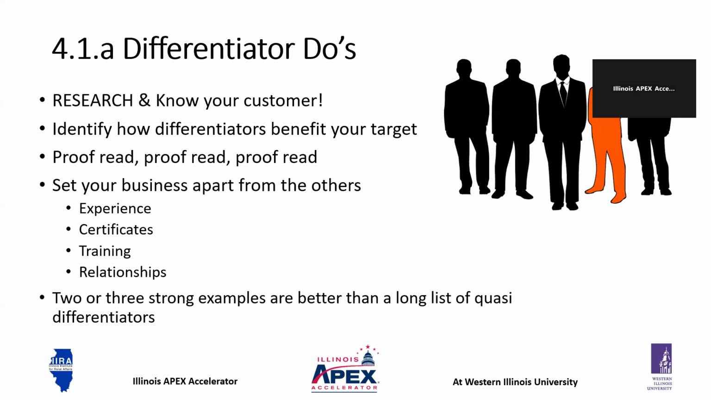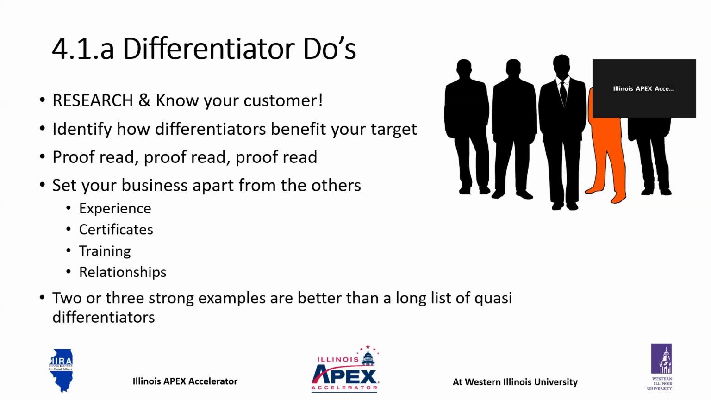I'd like to offer what I would call differentiator do's and don'ts. First, we'll go over the things that you should do. Research and know your customer. 5, 10, 20 minutes of research can save you a lot of time in the end and also allows you to make your capability statement targeted towards that agency or prime that you're wanting to work with. You can go to a website, look and see what their upcoming opportunities are or what they plan on bidding on, and what gaps does your business have to fill, and you could shape your capability statement around those gaps. Identify how your differentiators benefit your target.